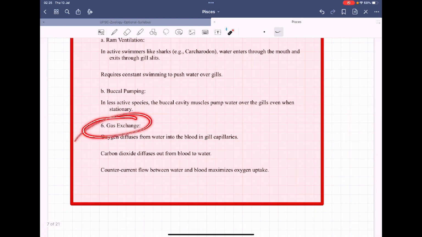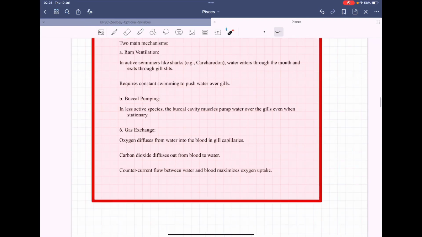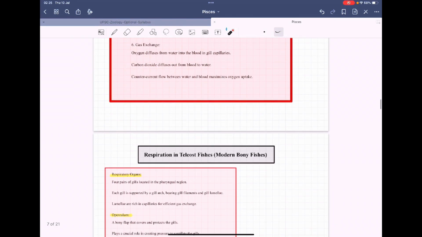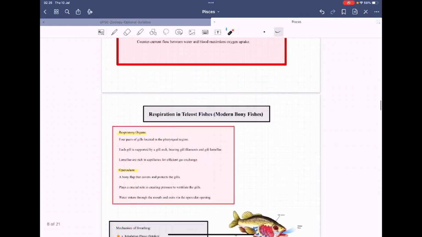Then next is gas exchange. The gas exchange occurs over the capillaries. There are highly vascularized capillaries over the gills, and there will be an exchange of gases, that is oxygen and carbon dioxide, and there is a counter flow mechanism with the water, which maximizes the oxygen uptake. So this is how respiration in chondrichthyes takes place.